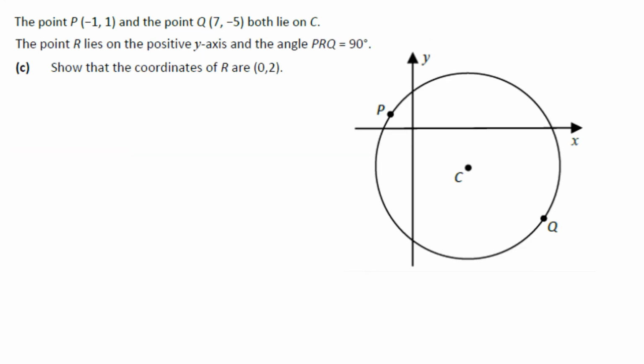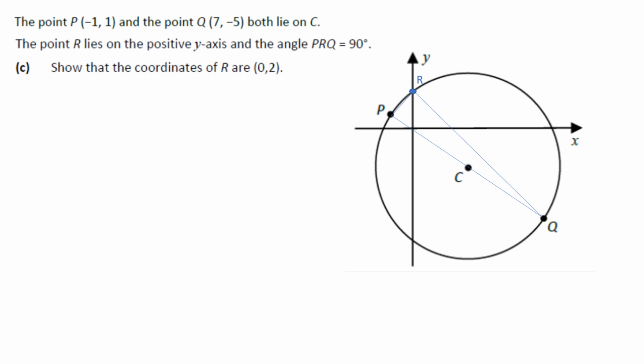The point R lies on the positive y-axis and the angle PRQ is equal to 90 degrees. Show that the coordinates of R are 0, 2. So first thing I'm going to do is use my diagram to sketch out what they're talking about. And there's the triangle they're talking about, making this the point R. Now, they haven't told us in the question that R is on the circle, but this is only a sketch. It doesn't matter as long as you've put it on the positive y-axis.